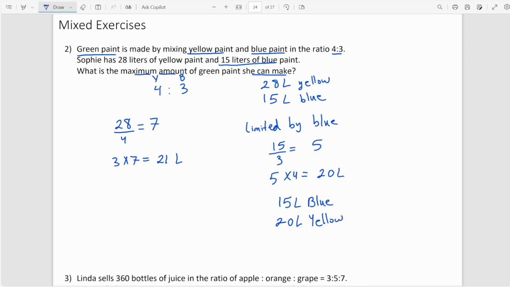Now the 8 liters of yellow that are left, I can't use them. They won't give me green paint. So what is the maximum amount of green paint I can make? Well, I'm combining 15 liters of blue with 20 liters of yellow, so the max will be their addition, 15 plus 20, which gives us 35 liters. And this is the final answer.